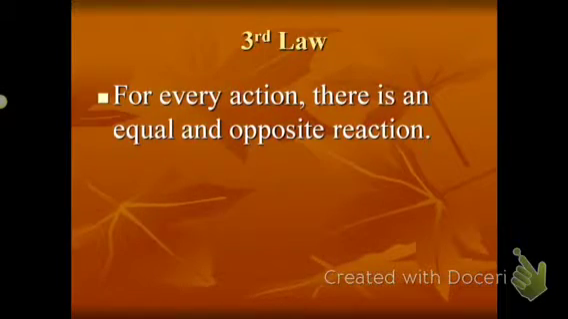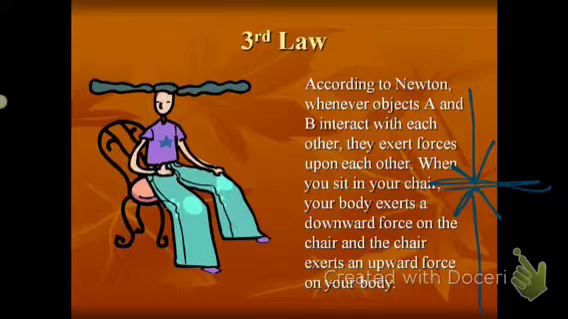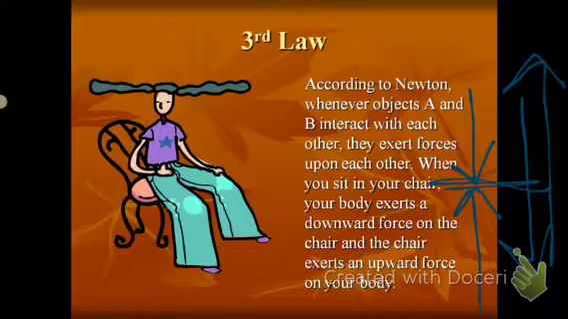Okay, our third law, for every action there's an equal and opposite reaction. You do something, something happens in return for everything you do. Okay, so according to Newton, whenever objects A and B interact with each other, they exert forces upon each other. When you sit in a chair, your body exerts a downward force on the chair. The chair exerts an upward force on you. That force is equal. That's why when you sit down, you don't move. If the force of you was greater than the chair, then when you sat down, you would fall to the ground and the chair would break. Okay? If the force of the chair was greater on you than you were on it, then when you sat on the chair, you would be going upwards.